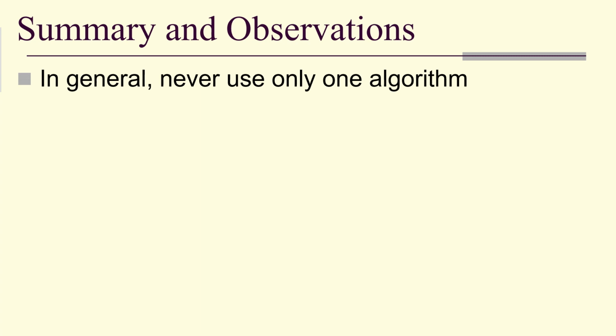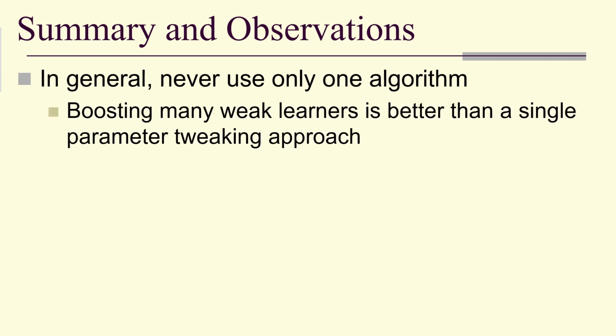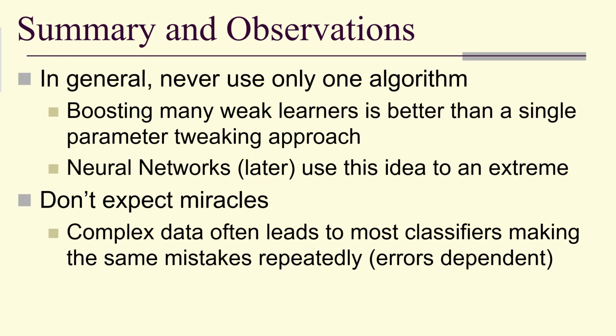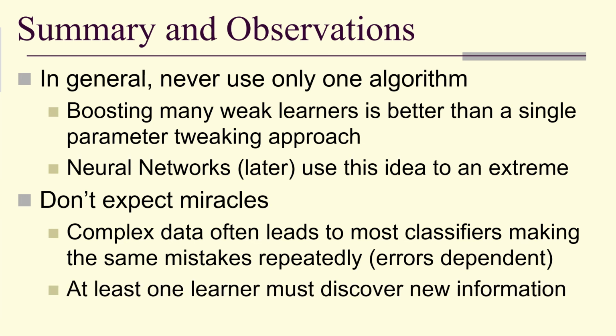In general, we never use only one algorithm. Boosting many weak learners is better than a single parameter tweaking approach. Neural networks really use this idea to an extreme. But don't expect miracles. Complex data often leads to most classifiers making the same mistakes repeatedly. At least one learner must discover new information, and bagging often helps.